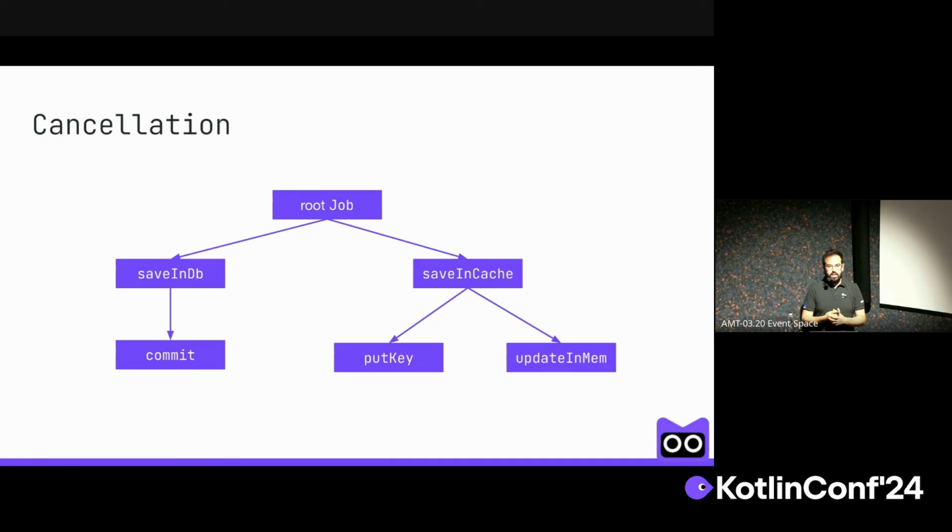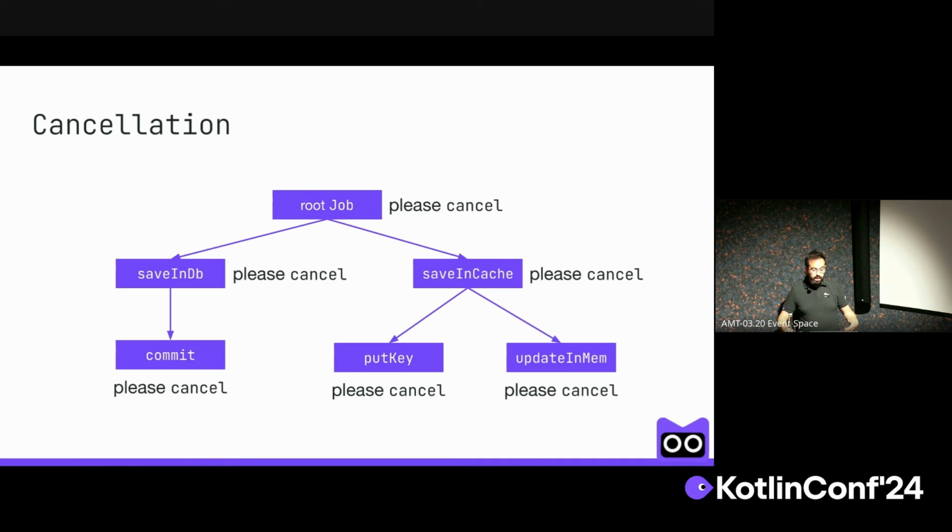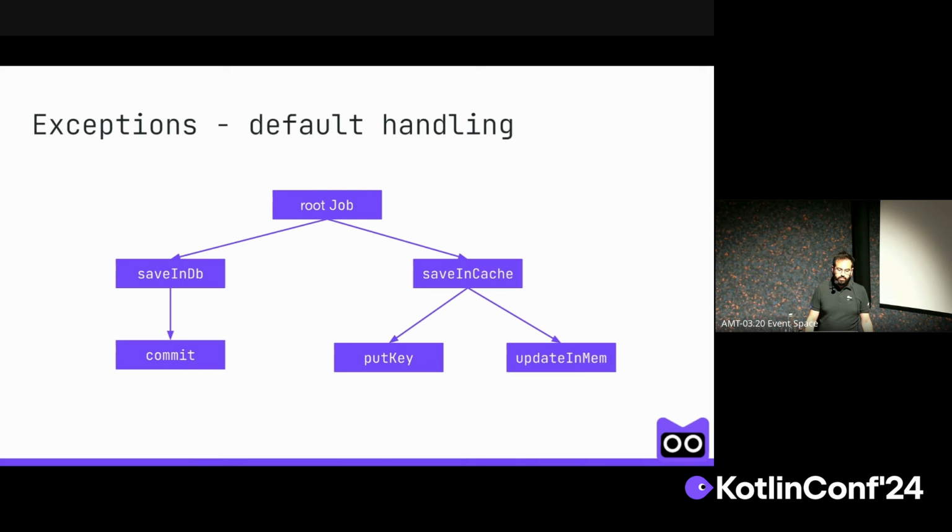With this parent-child relationship, it's very easy because we just tell the root job, please cancel. And then this root job can tell the children, well, please cancel. And then this goes down. So you can see that we can just propagate this cancellation request.